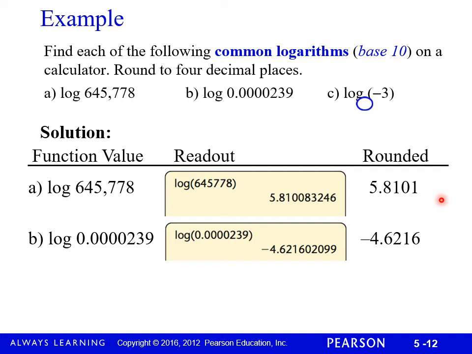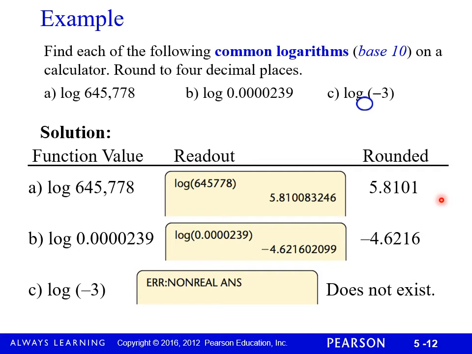For the second one, we get negative 4.621602099, which we round to negative 4.6216. The log of negative 3, we put this in, and notice we get an error. You cannot take the log of a negative number.